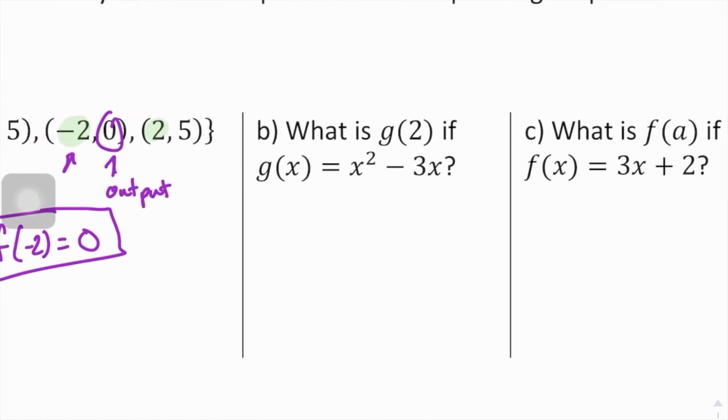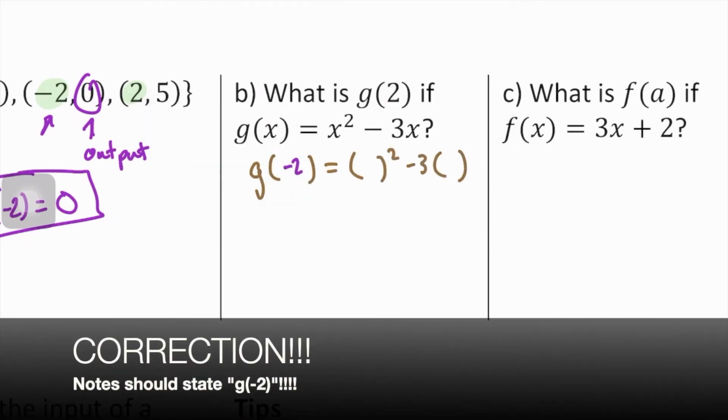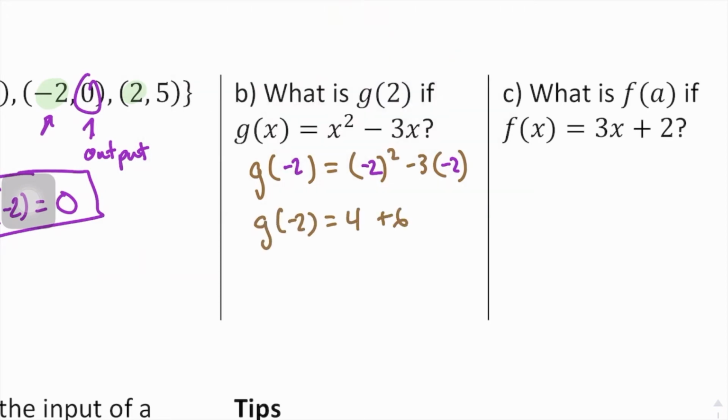Next one, what's g of 2? If g of x equals x squared minus 3x, we're just going to substitute here. All right, so once we write out the substitution, we can then evaluate it. So g of -2 is positive 10.